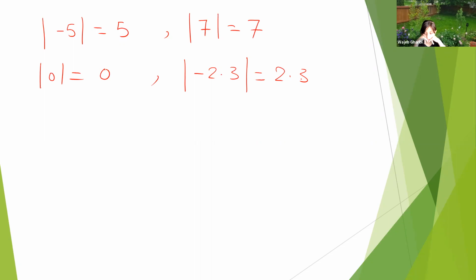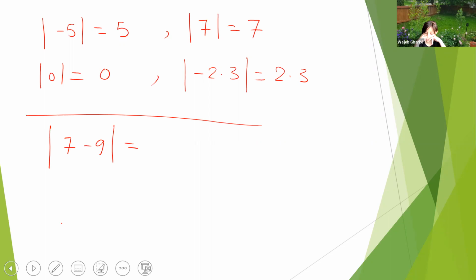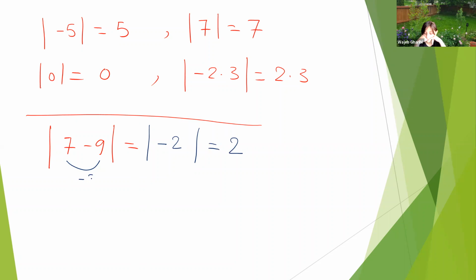If we have, for example, 7 minus 9, what is the absolute value of 7 minus 9? We first have to perform this operation inside. What is 7 minus 9? It is -2. What is the absolute value of -2? It's +2. So here 7 minus 9 is -2, and the absolute value of -2 is 2.